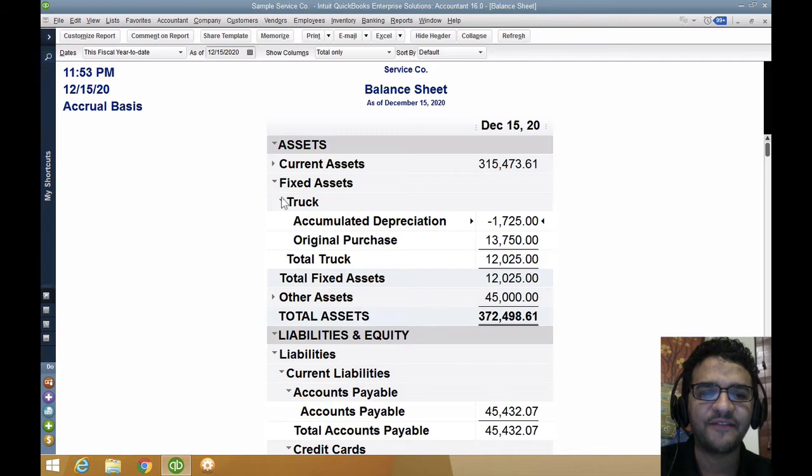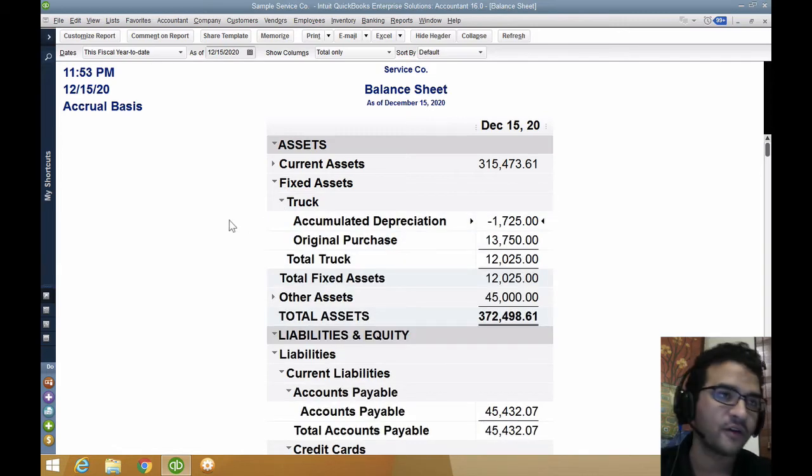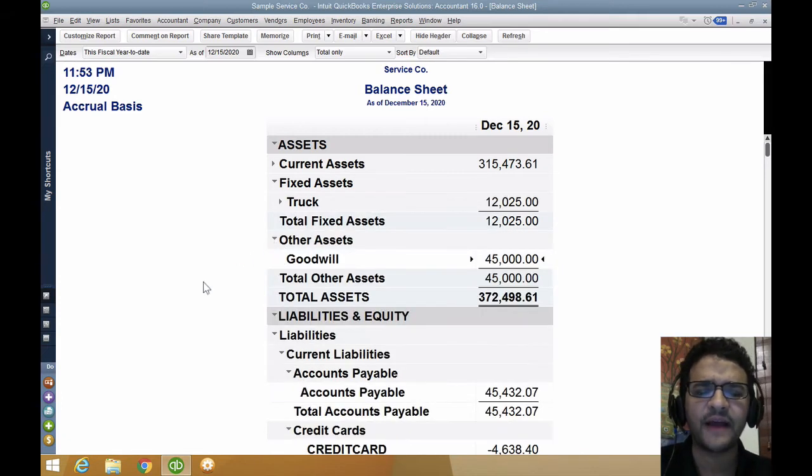Then the next one we have is fixed assets. Under fixed assets, we're going to see things like a truck, a building, equipment, machinery. Fixed assets get depreciated. That means we buy them and record them at cost, and then we record the loss of value over time. That would be the depreciation. And then other assets, pretty much anything that doesn't fit current asset or fixed asset goes into other asset.